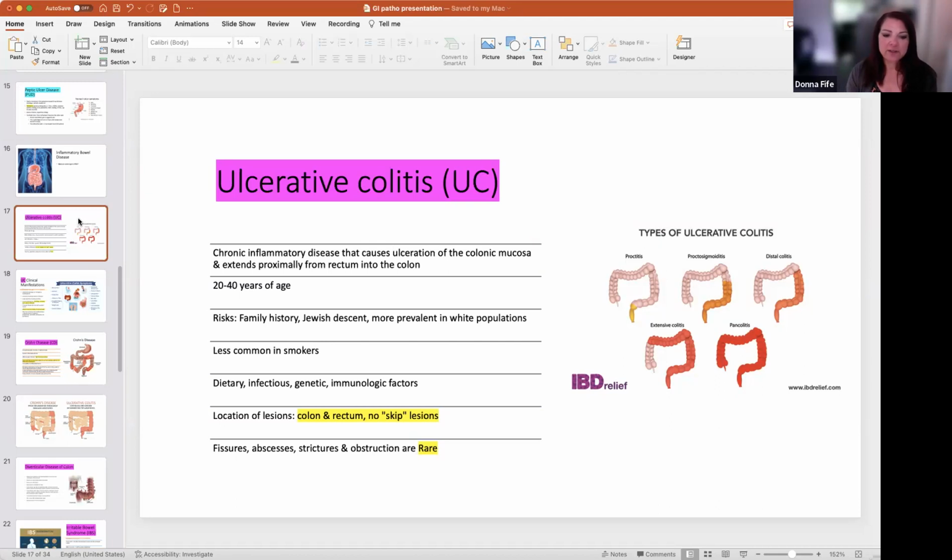The location of the lesions, these occur in the colon and the rectum, and there are no skip lesions. And I'll talk a little bit more about skip lesions in a few minutes. They can have fissures, abscesses, strictures, and obstructions, but these are very rare. And here you can see the different types of areas of the colon that are affected with ulcerative colitis.